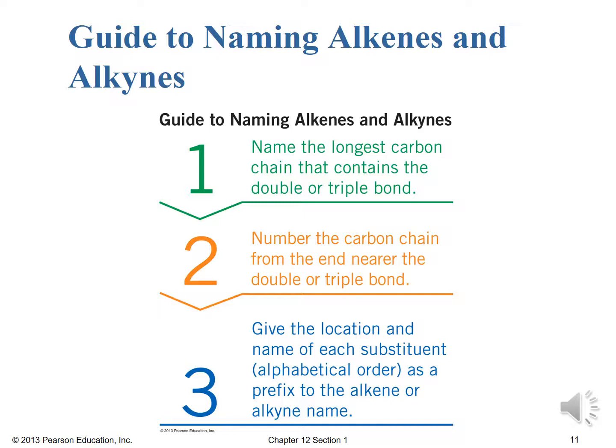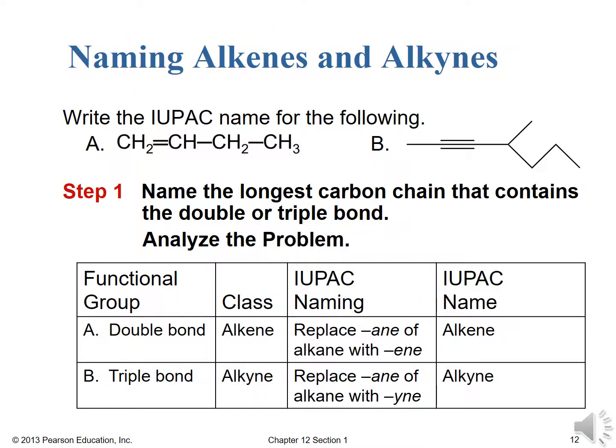The biggest change is that now we have a double bond that would cause us to end in ene, or a triple bond that would cause us to end in yne, and of course we need to contain that double or triple bond in our longest carbon chain. All right, so let's practice with a couple examples here. We'll write the IUPAC name for the following two structures. So we have an alkene there in A and an alkyne in B.